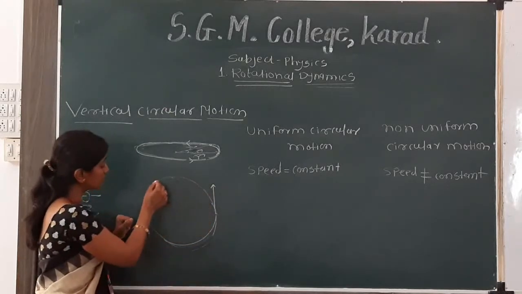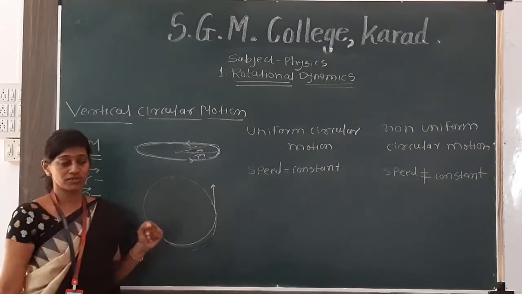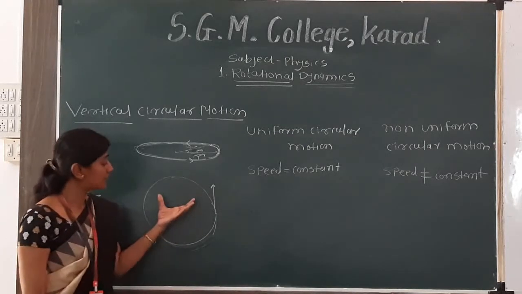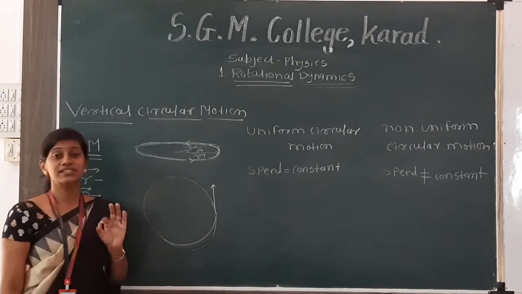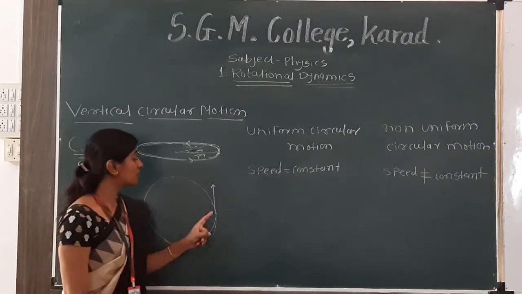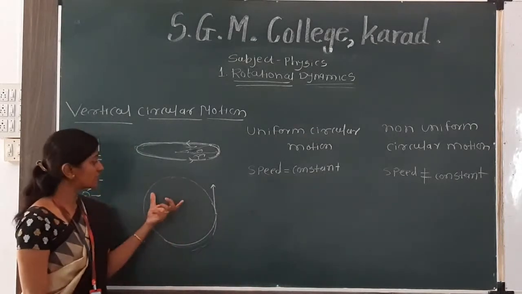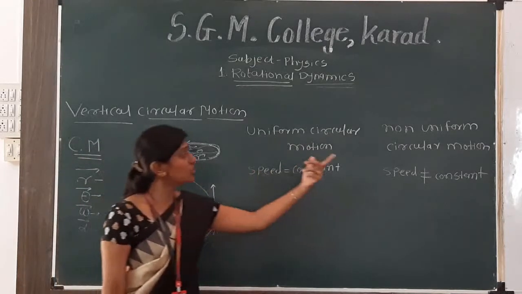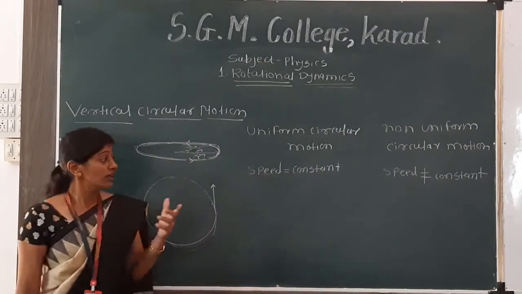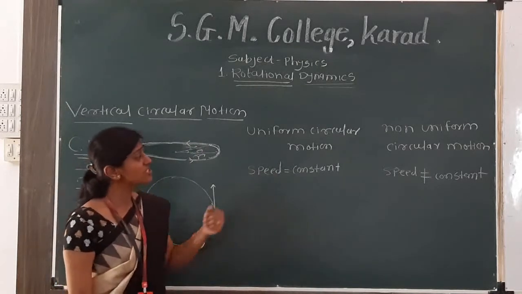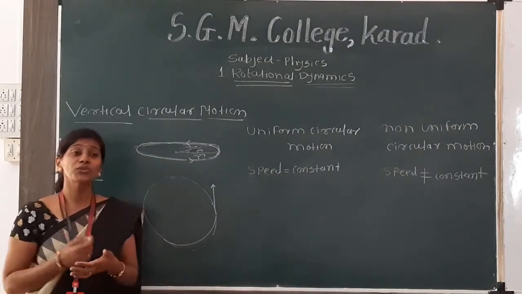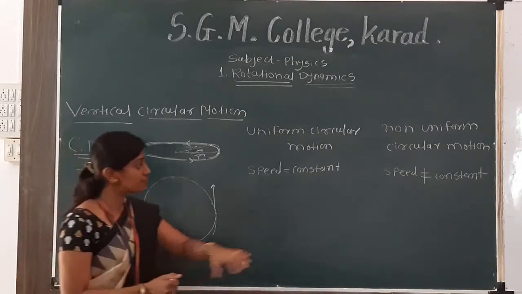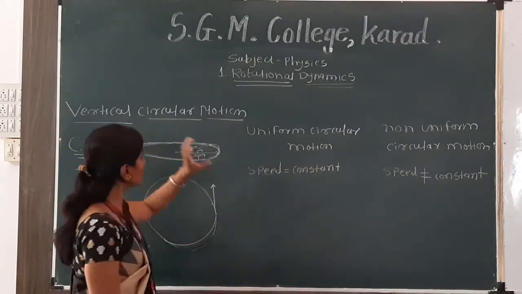That particle is going to perform uniform circular motion. In that, the magnitude of velocity is constant, but the direction of that velocity is going to change. So this is one of the characteristics of uniform circular motion. In vertical circular motion, magnitude as well as direction both are going to change. So this is the main thing for our vertical circular motion.